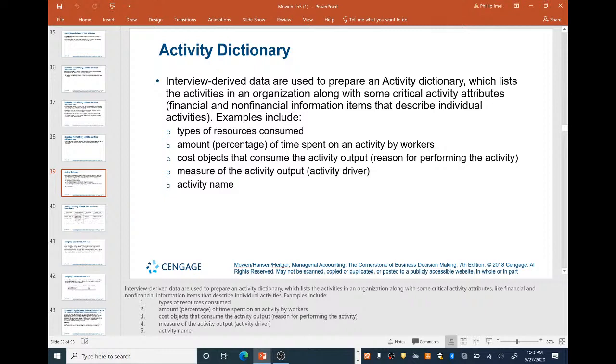A lot of the examples you might expect to see in one of these activity dictionaries would be the activity name, measure of the activity output, so the activity driver, and cost objects that consume the activity output. That would be maybe the reason for performing the activity, the amount of time spent on the activity by workers, and types of resources consumed. So you can see here they relate to the questions that we ask those managers.